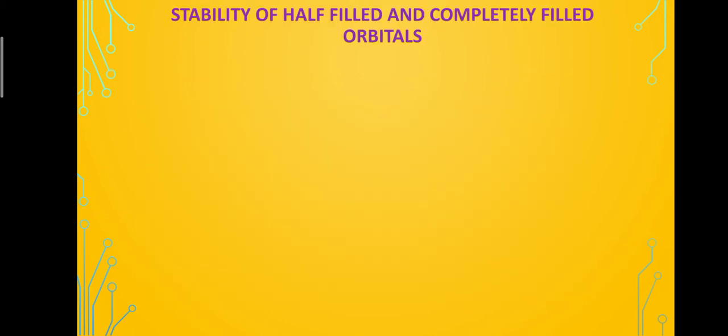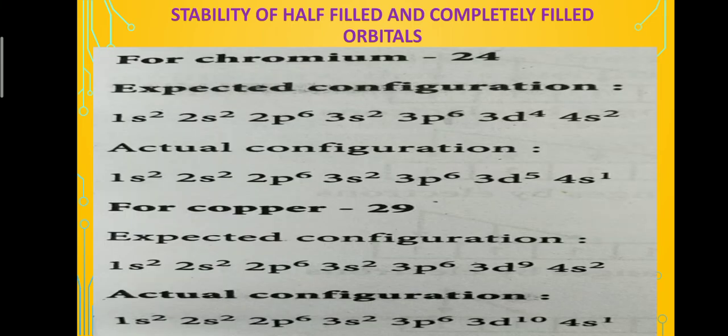Next, stability of half-filled and completely filled orbitals. When we fill the electrons, the atoms which have completely filled orbitals are more stable, and the atoms with half-filled orbitals are also more stable. Okay, so look at this example for chromium.